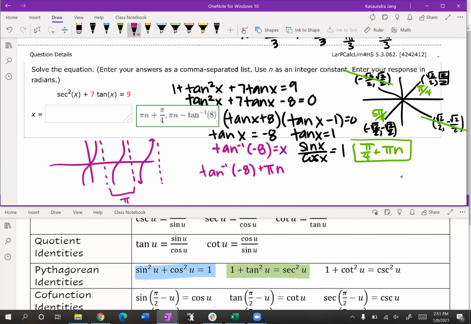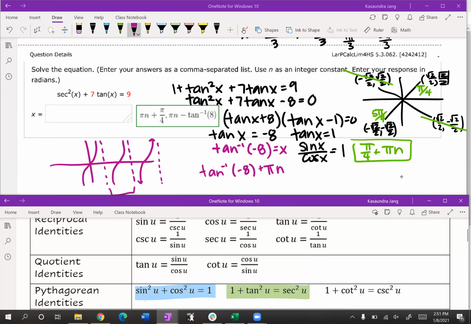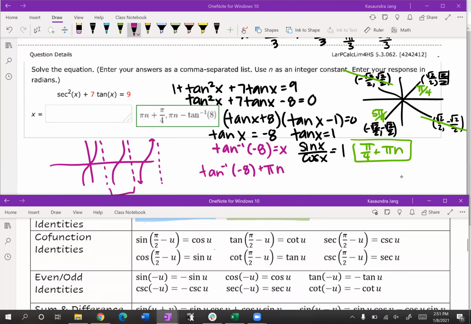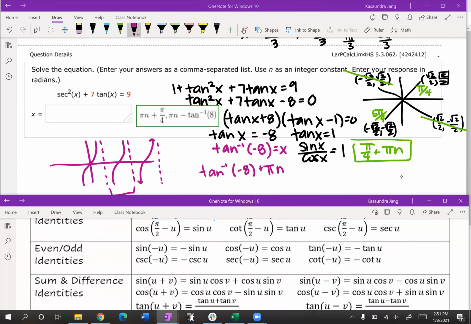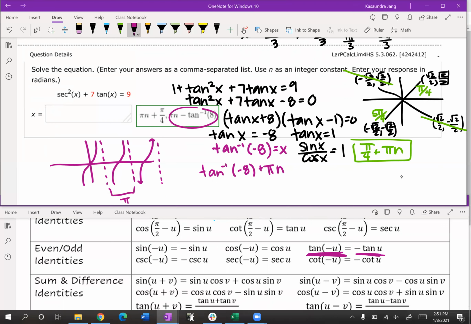Now, they kind of used one of their identities here. Let me see if we can find the identity. Here we go. They used the fact that tangent of some negative number, in our case tangent of -8, you can say negative tangent of positive 8. So that's how they wrote it here. Honestly, they're both totally the same. If you want to leave it like that, that works as well. So here were the two solutions that I had from the two separate factors that we set equal to 0.